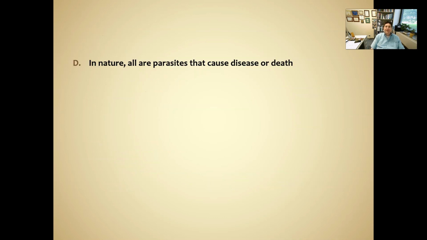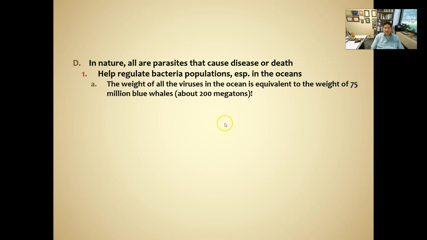Now, you may remember that in the last 2 chapters with prokaryotes and eukaryotes, I always said that they're mostly beneficial or highly beneficial. That's not true for viruses. In nature, viruses are parasites that cause disease or death. But there are some side benefits to that. They kill a lot of bacteria, especially in the oceans. They help regulate bacterial populations.